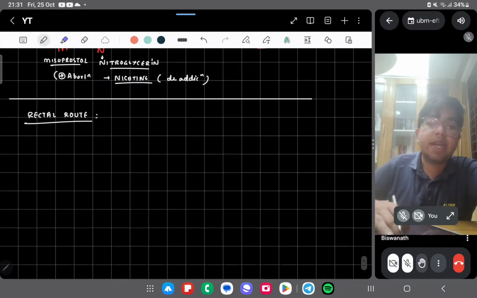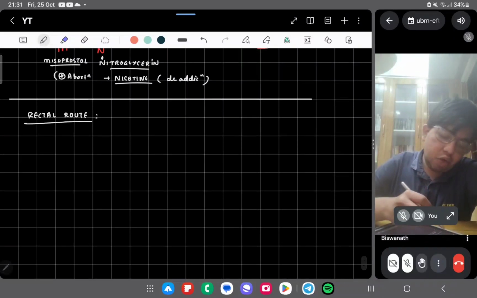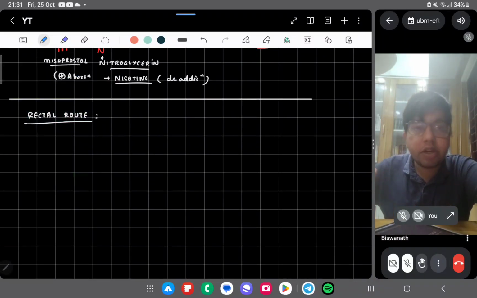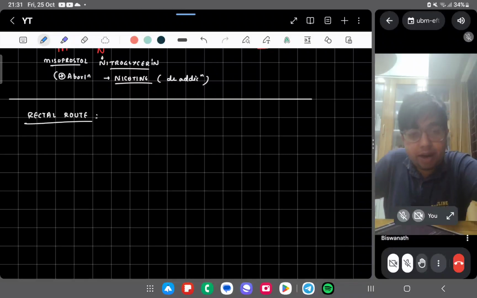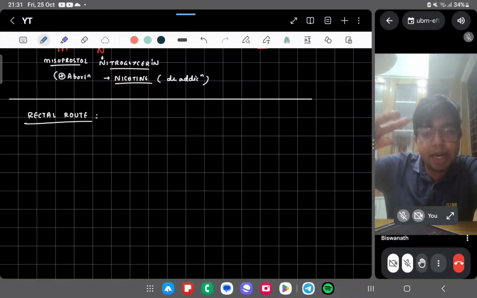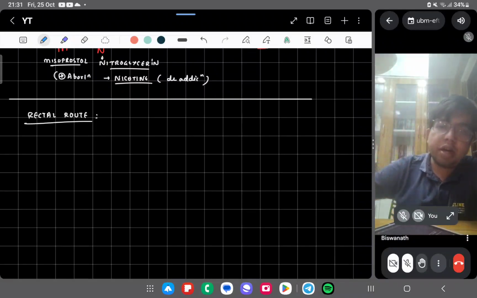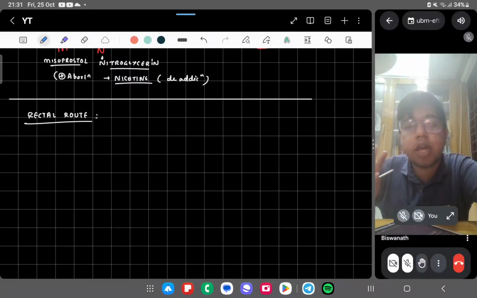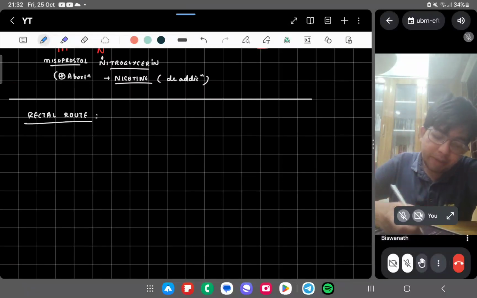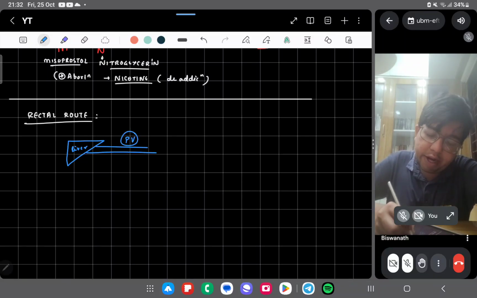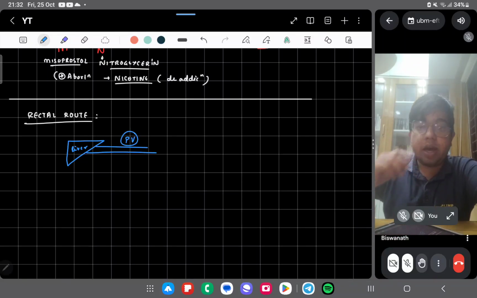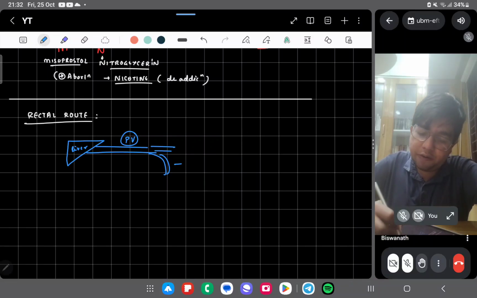So in this rectal route, you can use two types of veins: either the internal hemorrhoidal vein, or the external hemorrhoidal vein. If you use the internal hemorrhoidal vein, it will not bypass first pass metabolism. But if you use the external hemorrhoidal vein, it will bypass first pass metabolism. Here you have a liver, there is the portal vein, and you can inject the drug here.